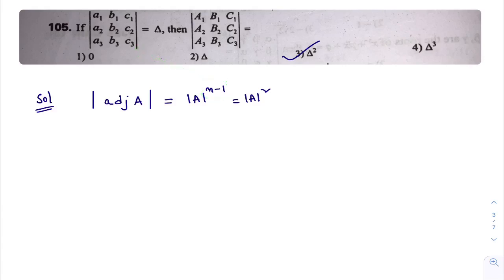So here, det A whole square. Det A, here A means I consider this as A. Det A is nothing but this, which they have given as delta. So what you will get is delta square. So what is the right option? The third option is the right option.